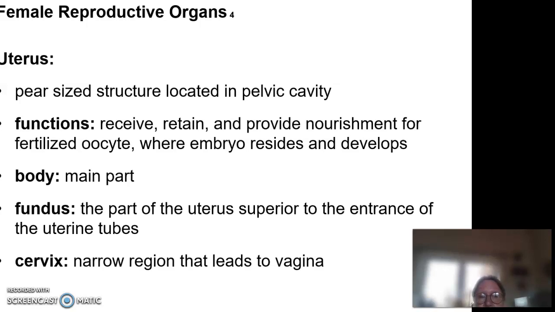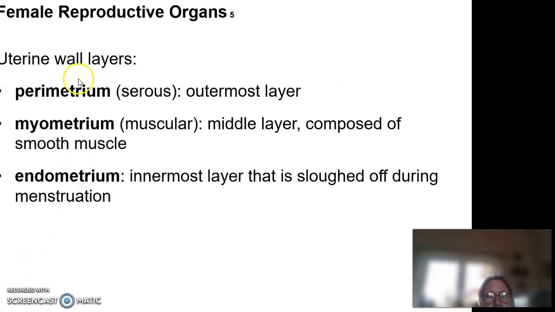The uterus is pear-shaped. It receives, retains, and provides nourishment for the egg, and is where the embryo resides and develops. The main part has a fundus, which is the top part of it, and the bottom of it is called the cervix, and it leads to the vagina, which is an opening. And the uterine wall has the perimetrium, the myometrium, which is the muscle, and the endometrium, which is shed during menstruation, where the cells are sloughed off.